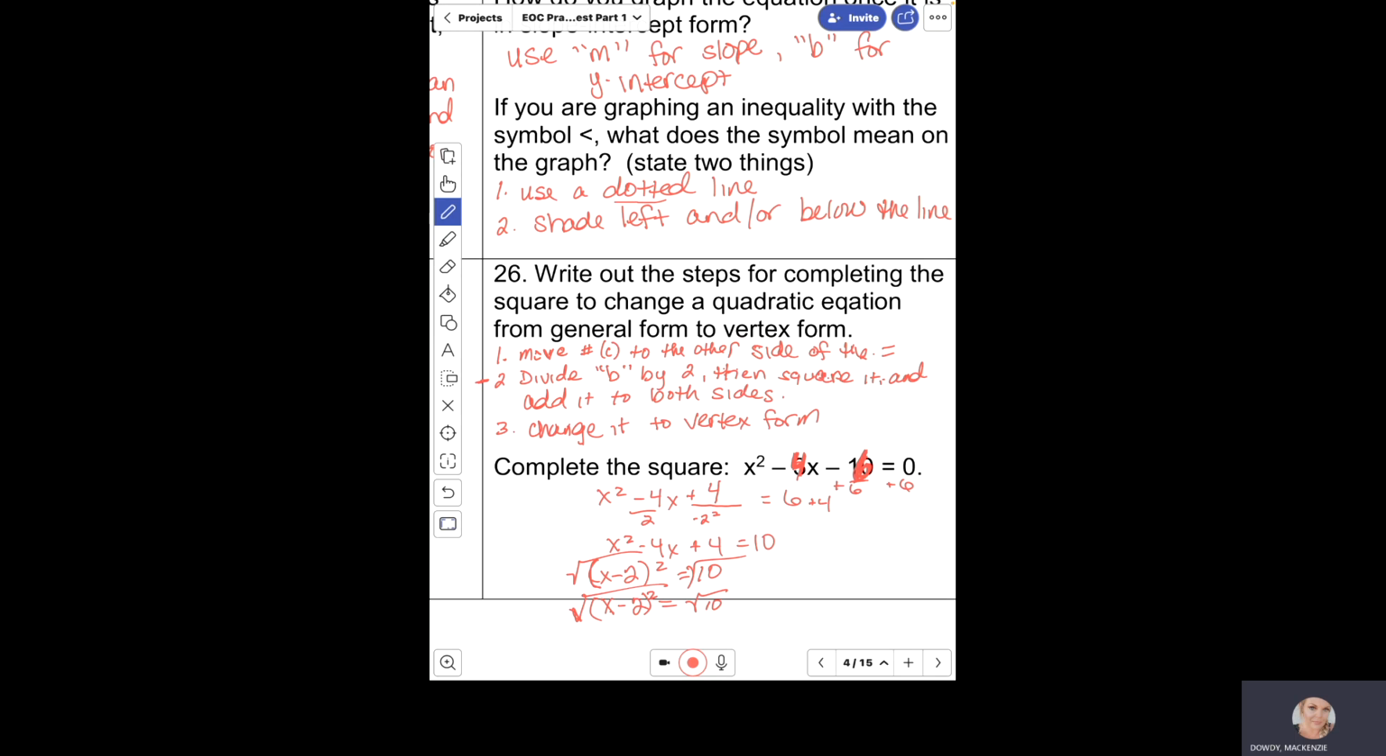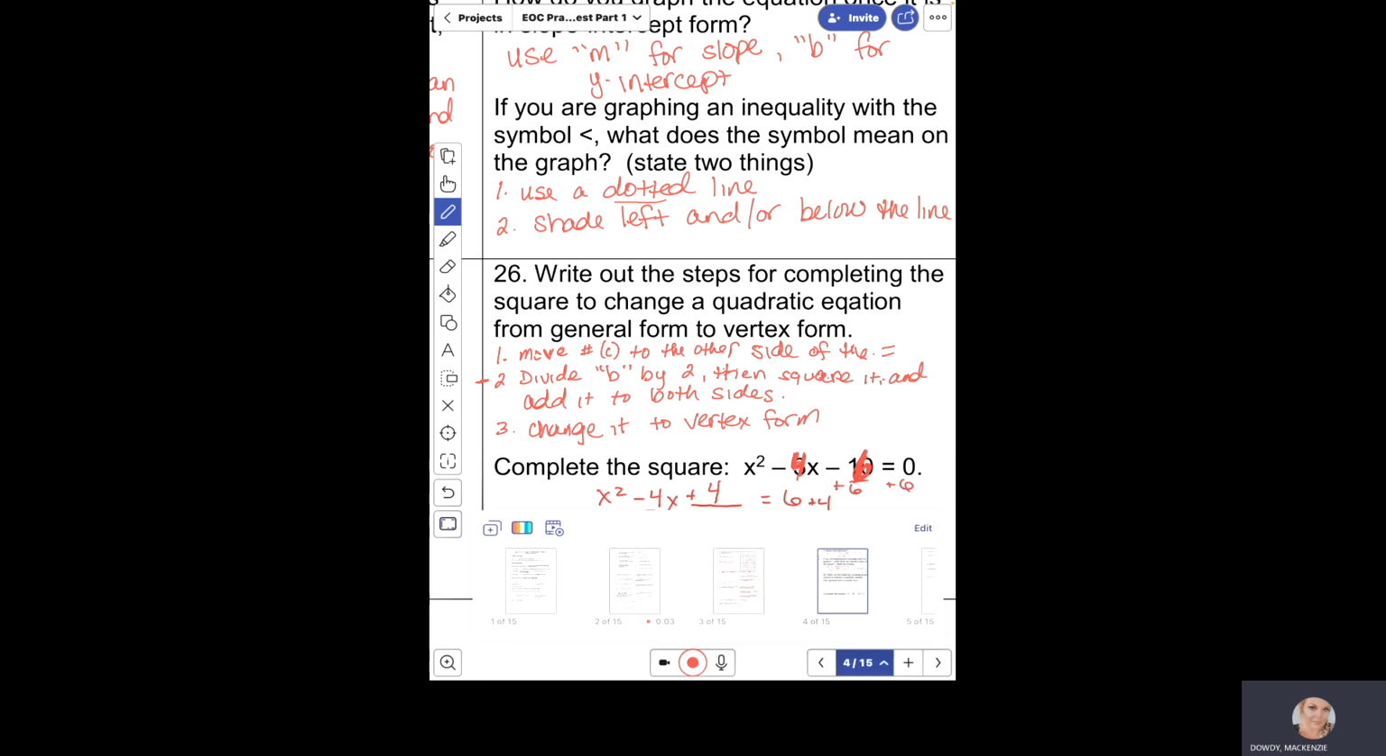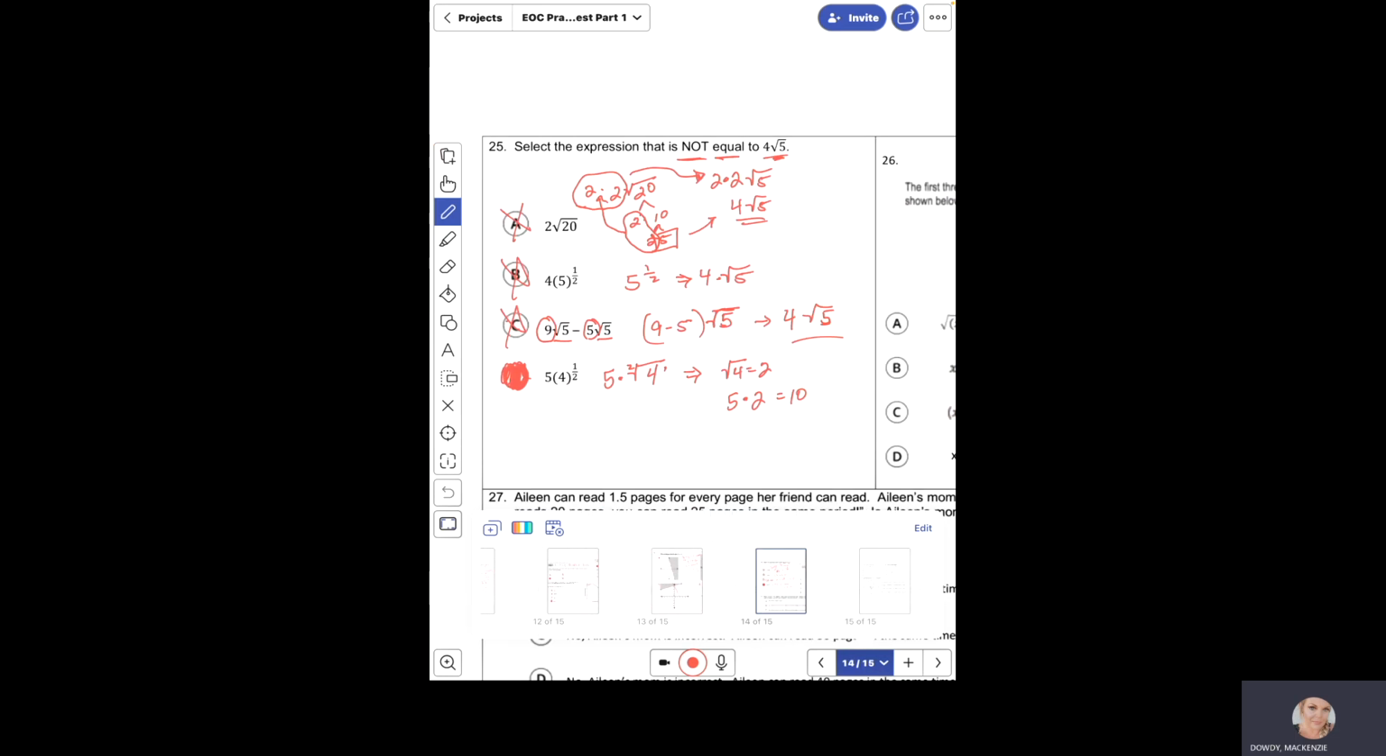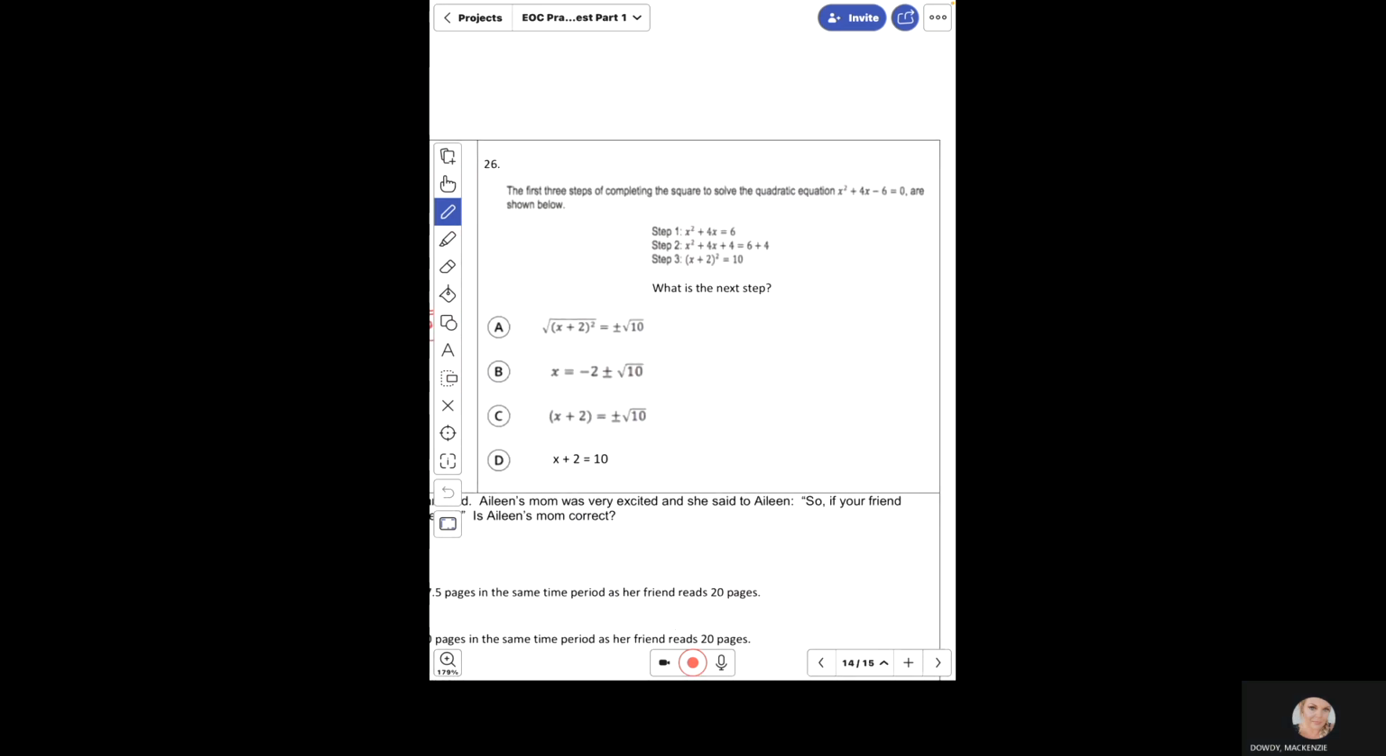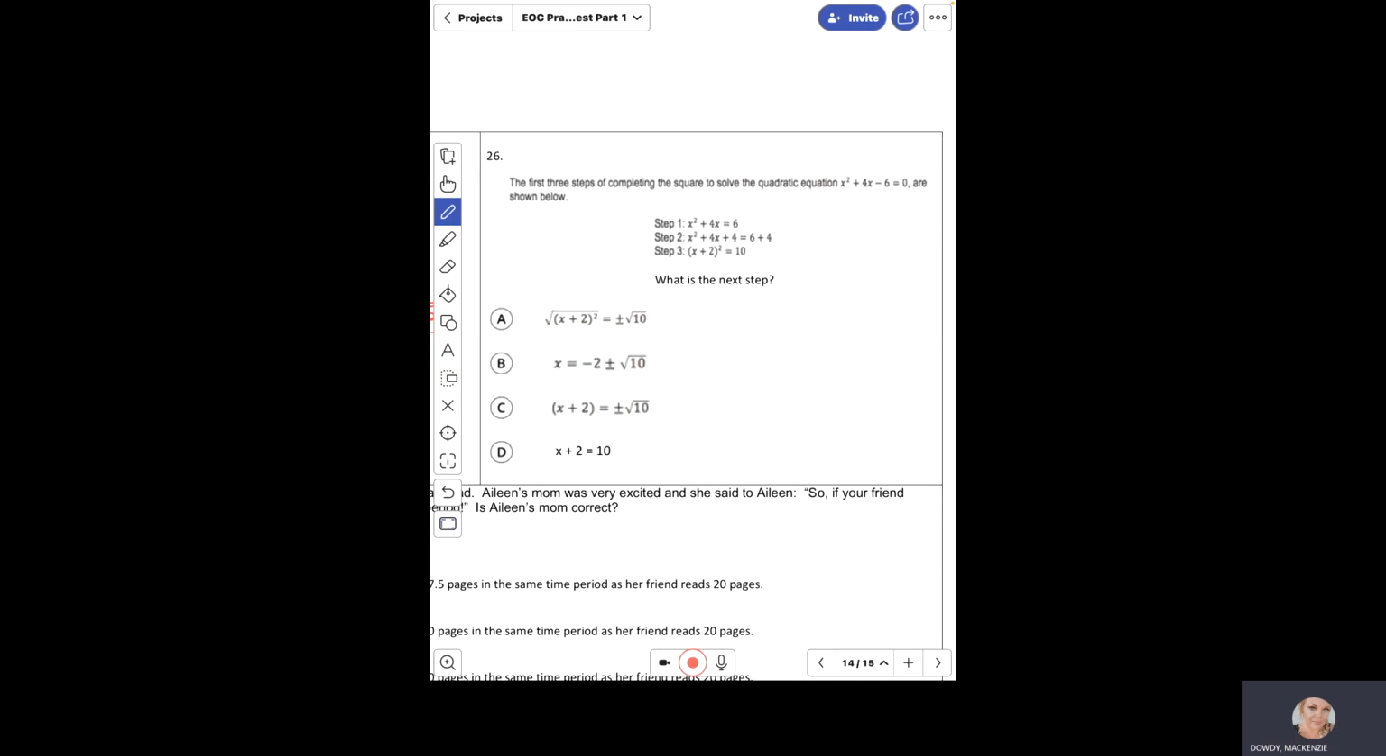All right, now keep these steps to the side so that you can see them, like if we were in class and I was doing a split screen so you could see both. Number 26 says the first 3 steps of completing the square to solve the quadratic equation are shown below, and that's exactly the same equation that I just gave you. So step number 1 was x squared plus 4x equals 6. Then we divided by 2 and squared it to get 4 and added it to both sides. Then we got x plus 2 squared equals 10.